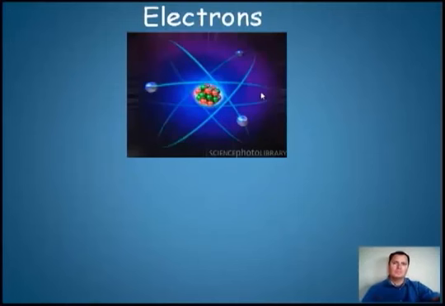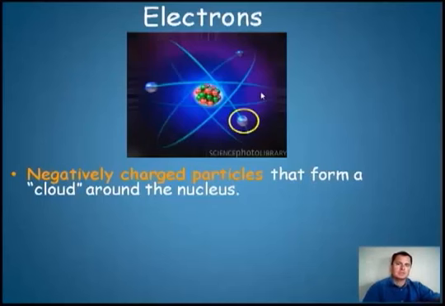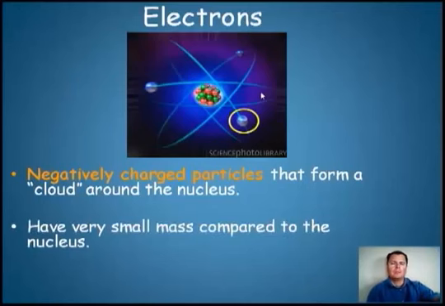Outside of the nucleus, we find the electrons. And the electrons are negatively charged particles that form the electron cloud around the nucleus. We can see an example of a single electron right there. The mass of the electron is going to be very small compared to the mass of the protons and neutrons. So like I said, when we figure out the mass of a single atom, we don't really take into account the mass of electrons because it's so small. We abbreviate it with an E with a negative, so e-negative is our abbreviation for electrons.